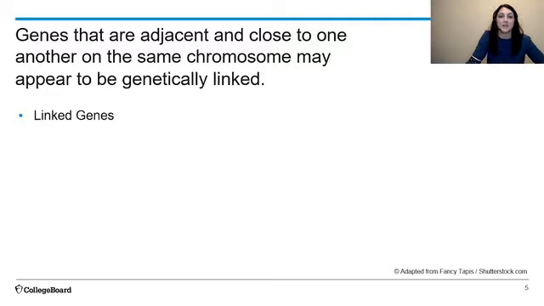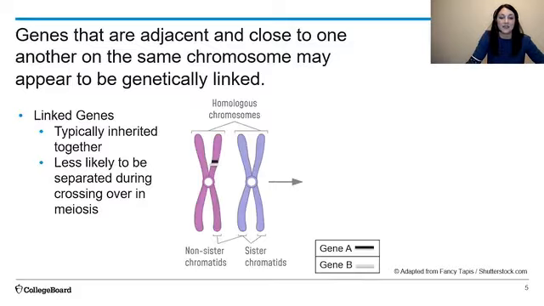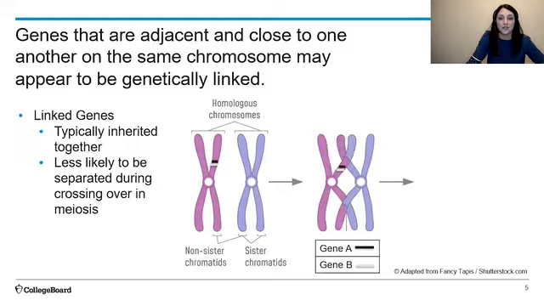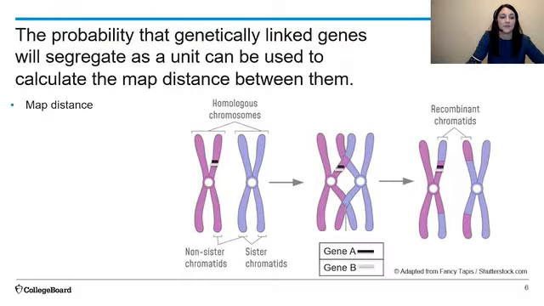Genes that are adjacent and close to one another on the same chromosome may appear genetically linked, and they're typically inherited together. That means they're less likely to be separated during crossing over in meiosis. So if we look at this model, we have a pair of homologous chromosomes, and you can see gene A and gene B there are very close together on the same chromosome. So even as these homologous chromosomes go through crossing over in meiosis, it's very unlikely that those genes, gene A and gene B, will be separated because they're so close together on the chromosome. So they're most likely to be inherited together.